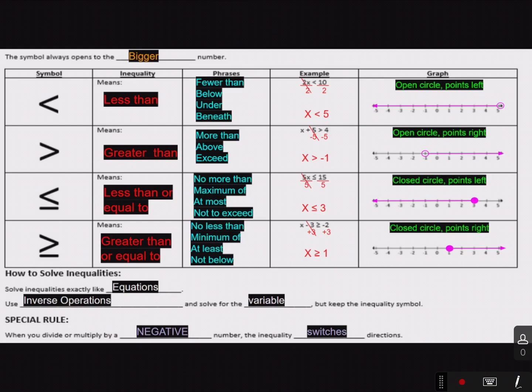I hope this helps us gain some more understanding of inequalities so we are able to go and effectively solve them and see them in word problems from here on out.